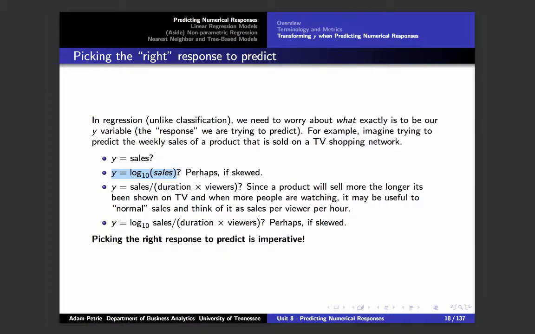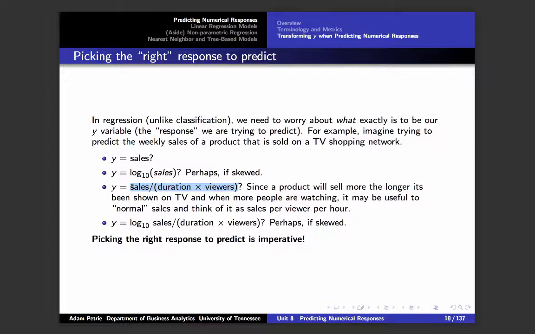Or we might want to make some more in-depth transformations, or even just change the nature of what we're trying to predict completely. So maybe if we're trying to study the weekly sales of a product, it might make sense to let our response variable y be the amount of weekly sales divided by the duration on which that product was featured on TV, divided by the number of viewers that were watching it. So kind of looking at a velocity of the sales, a sales per time featured per viewer actually watching. Maybe that's easier to actually model or predict. We might come up with a more successful model. Or maybe we'll take the logarithm of that as well.